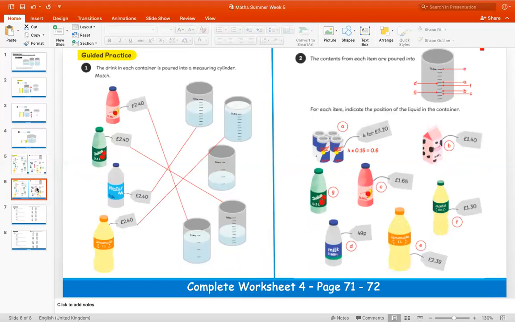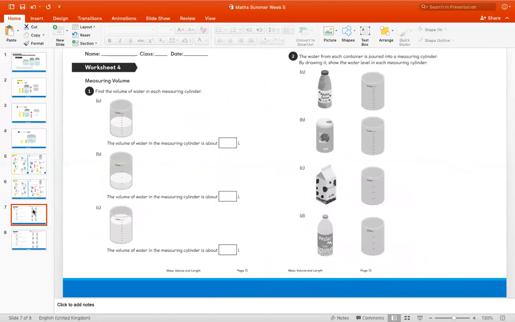Here are the answers for the guided practice. Now we need to complete worksheet 4 on page 71 and 72 for today's lesson. This is what your worksheet should look like in front of you. Once you've opened your book, write down today's date, please, and start your work. I'd like you to pause the video now and continue your work. And then once you've finished, I will show you the answers so you can mark your work.